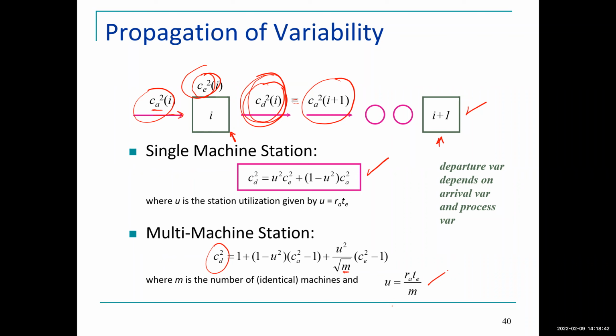But the idea with these equations is that you can see how variability can be propagated and how the variability occurring at each station is going to have an impact on the next one. So if we have a very high coefficient of variation in the arrival process, you know that that variability is going to be propagated across the system because it's connected to what you're going to see as your departure coefficient of variation. It's going to impact that value. Mathematically, we can see it.